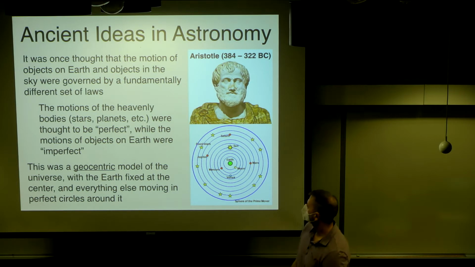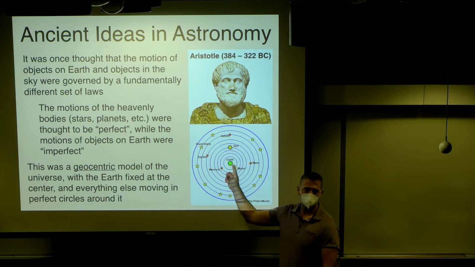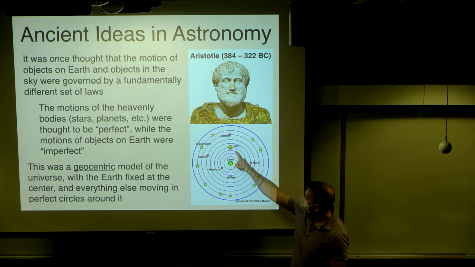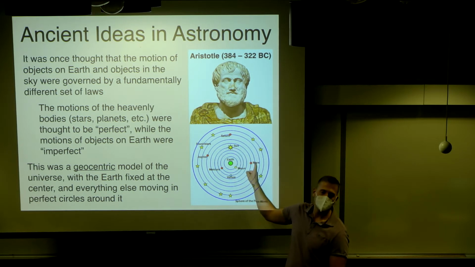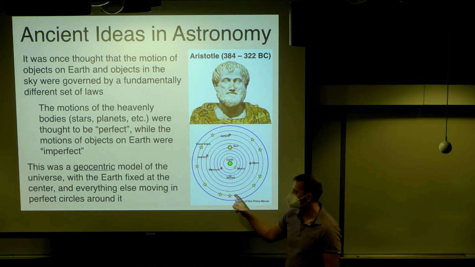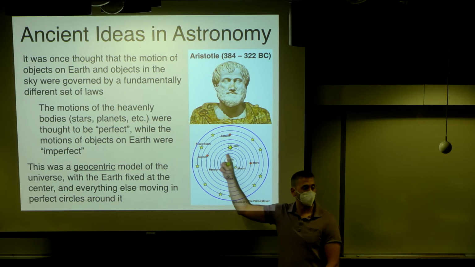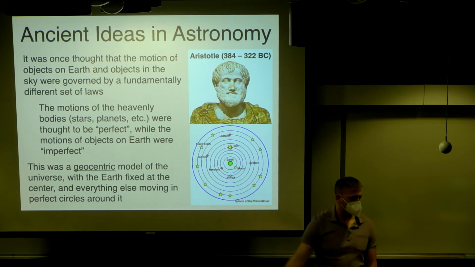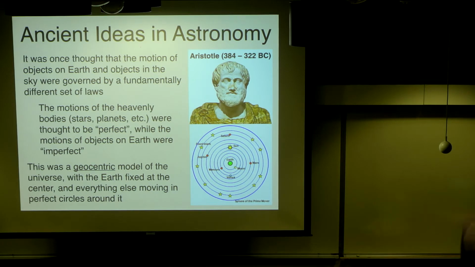Okay? So this is what we call the geocentric model right here. Earth is at the center, moon goes around the Earth, the sun goes around the Earth, and every single planet goes around the Earth as well as all of the stars. Those also go around the Earth. That was the geocentric model of the universe that was commonly accepted.